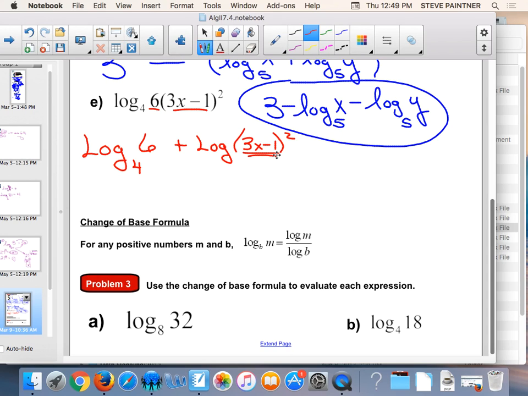What should I do? Put the 2 in front. It's just a base number raised to the second power is all it is. So you say plus 2 log of whatever the base number is.